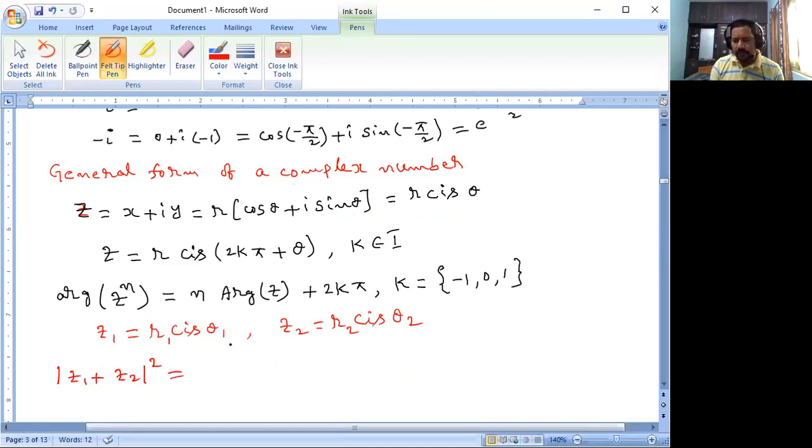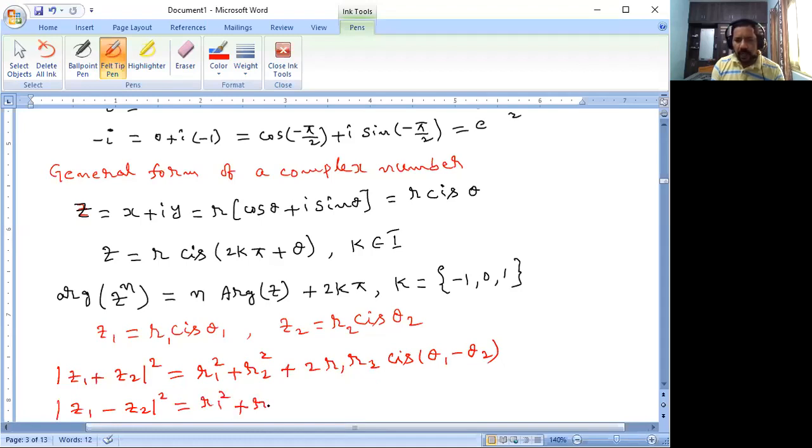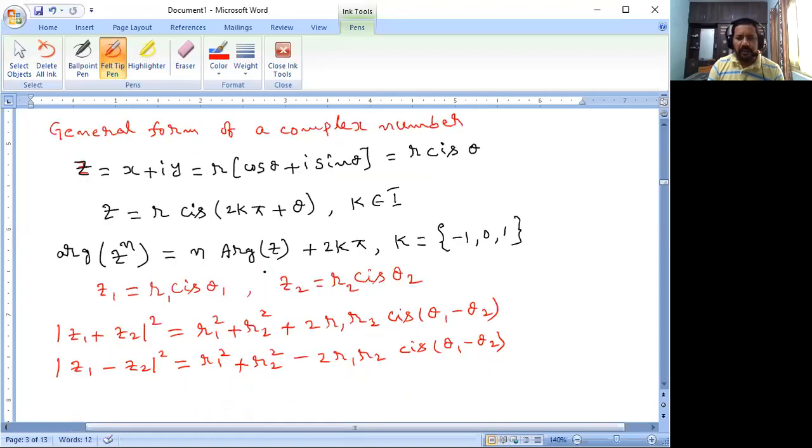So this is the formula: r1 square plus r2 square plus 2 r1 r2 cos(θ1 minus θ2). This is the formula. Mod of (z1 minus z2) whole square is equal to r1 square plus r2 square minus 2 r1 r2 cos(θ1 minus θ2). There is no need to derive it, just remember the formulas.